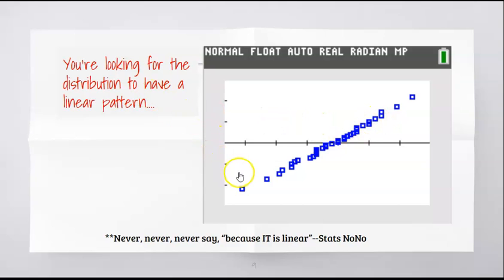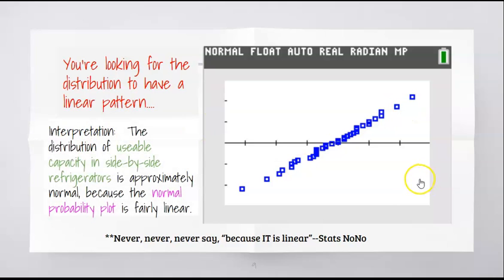What you're looking for is for the distribution to have a linear pattern in their z-scores. So when you interpret this kind of thing, don't just say it is linear. Say something like this: distribution of usable capacity in side-by-side refrigerators is approximately normal because the normal probability plot is fairly linear. If you say it is linear, that's a stats no-no. You can't say that because I don't know what it is. You have to tell me it's the distribution of whatever the context is. In this case, the usable capacity of side-by-side refrigerators. Because the normal probability plot is linear.